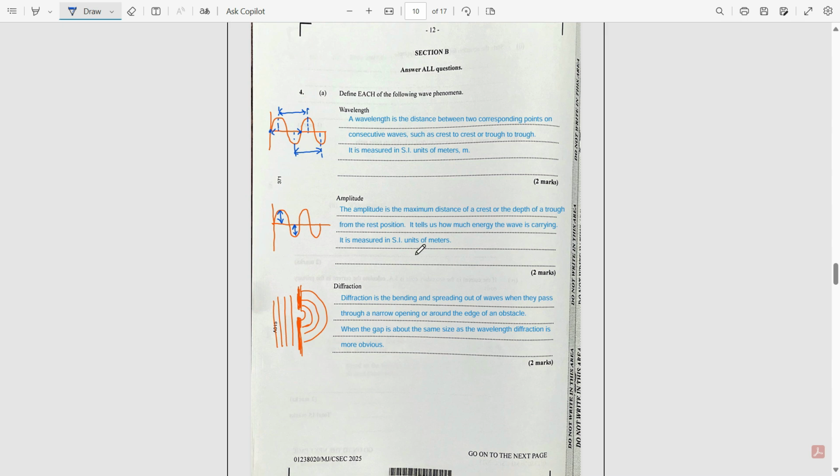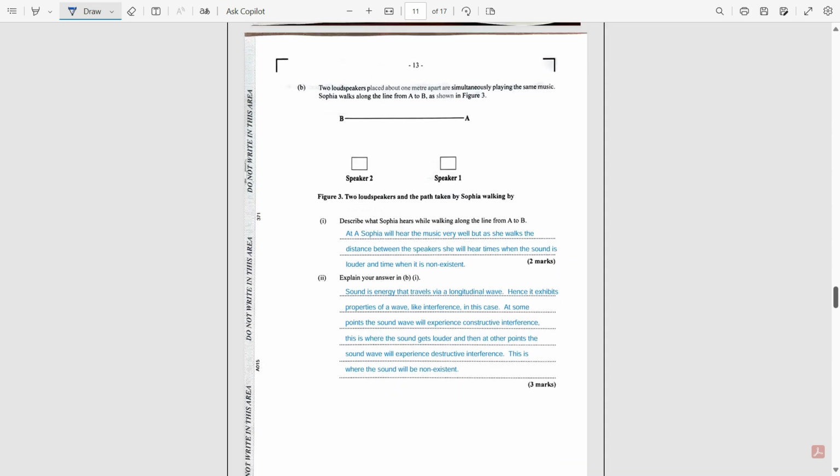Two loudspeakers placed about 1 meter apart are simultaneously playing the same music. Sophia walks along the line from A to B as shown in figure 3. Describe what Sophia hears while walking along the line from A to B. I find some of these questions were repeated from years ago.